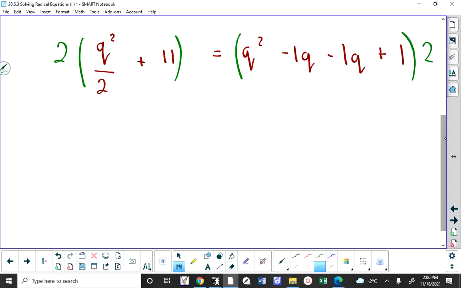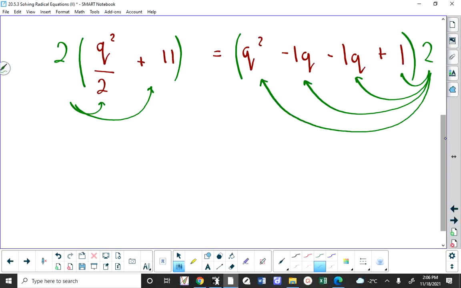So I need to do this. I mean, you don't need to write this, of course, but I'm indicating to you the process. So q squared over 2 times 2 is just q squared. 11 times 2 is 22. Q squared times 2 is 2q squared. I'm not going to go 2 times negative q, 2 times negative q. This is negative 2q in here, times the 2 is negative 4q, and then the 2 times the 1 is 2.